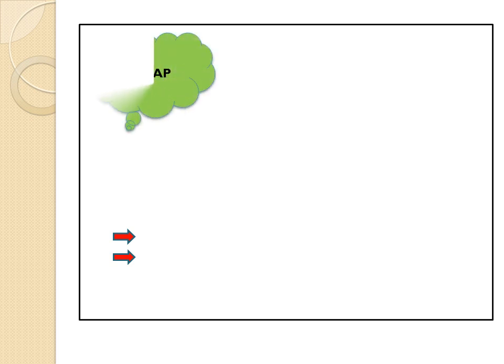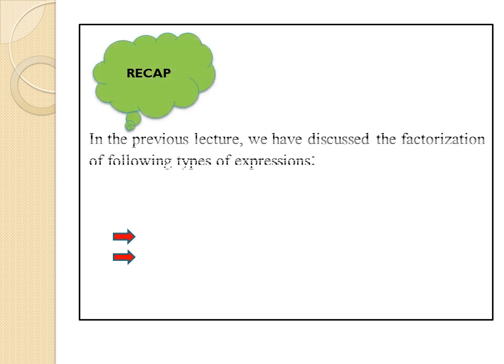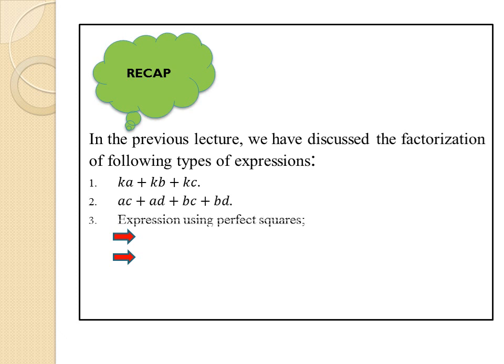Before going to the topic of presentation, let us first revise the previous lecture in which we studied the factorization of the following types of expressions. The first one was ka plus kb plus kc. The second one was ac plus ad plus bc plus bd. And the third one was expressions using perfect square, that is a square plus 2ab plus b square or a square minus 2ab plus b square.